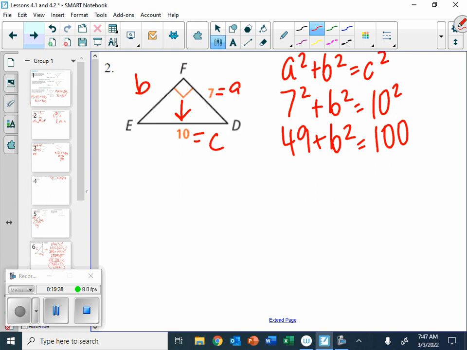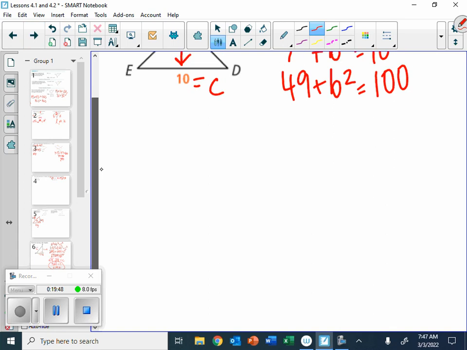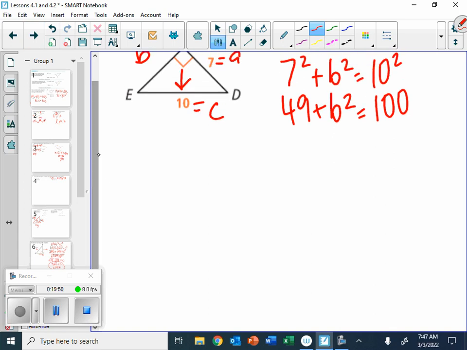Alright, remember the goal is to get B all by itself. But in order to get B by itself, I need B squared by itself. So how do I get this 49 to the other side? Subtract it. Yes, subtract it. What is 100 minus 49? 51. So B squared is 51. And lastly, how do I get B all by itself? Square root. Okay?